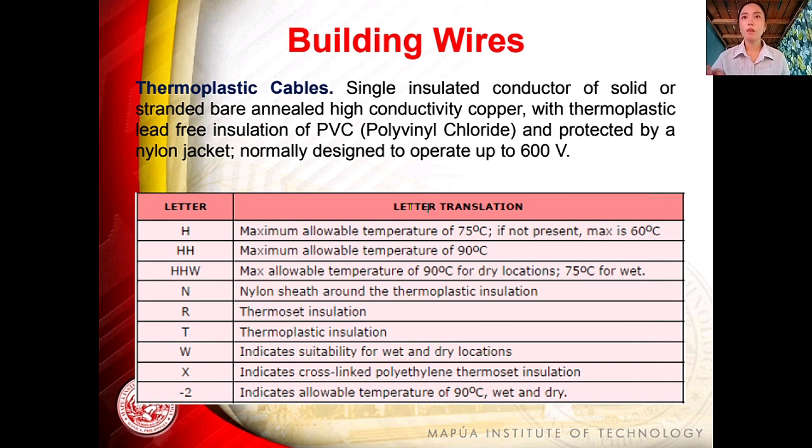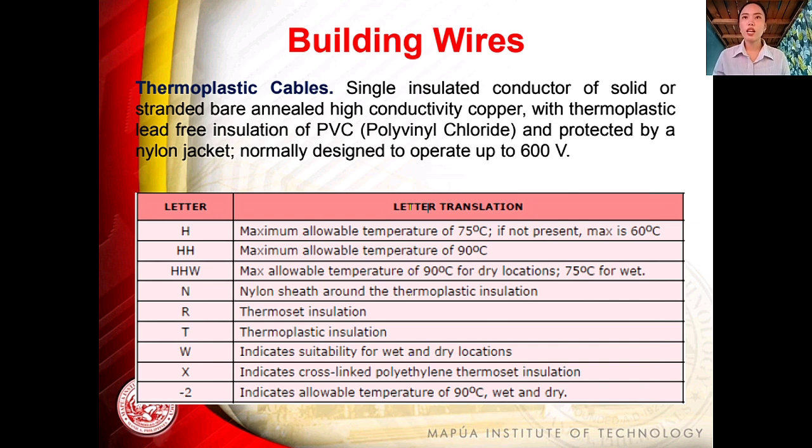H is for maximum allowable temperature of 75 degrees Celsius. If not, maximum is 60 degrees Celsius. HH is for maximum allowable temperature of 90 degrees Celsius, and HHW is maximum allowable temperature of 90 degrees Celsius for dry location and 75 degrees Celsius for wet location.